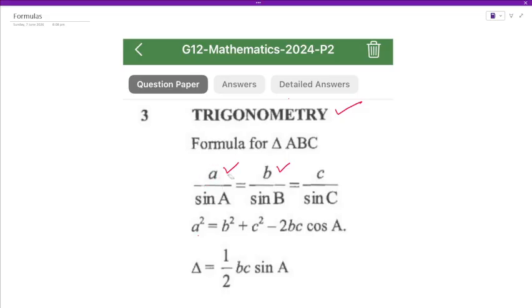Okay, if you're finding an angle, you just flip them. The denominators become the numerators. Okay, and then this one is used for finding the cosine rule, which is what we're going to look at in the next session. Okay, then there's this formula down here.